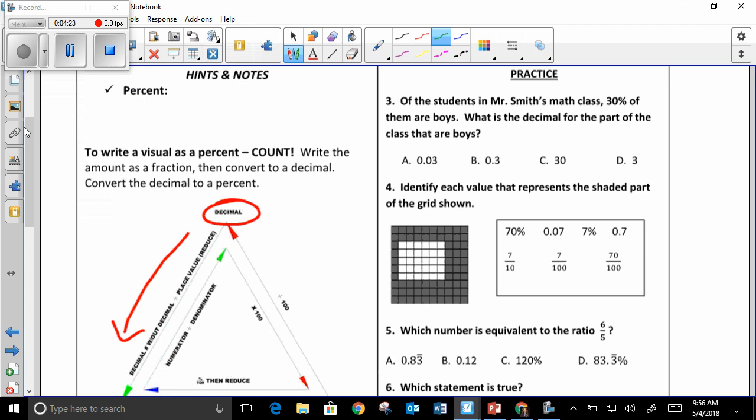All right, number 3. Of the students in Mr. Smith's math class, 30% of them are boys. What is the decimal for the part of the class that are boys? So 30% out of 100 is how many? 30%. What's the decimal? 0.3 right here. 30% is 0.3 or 0.30.